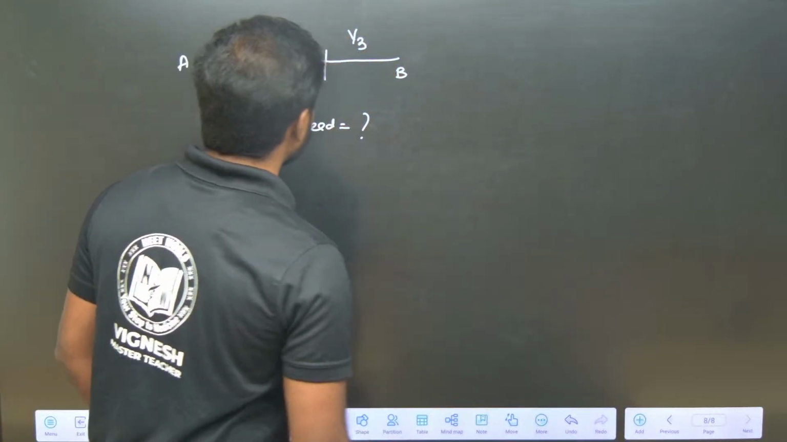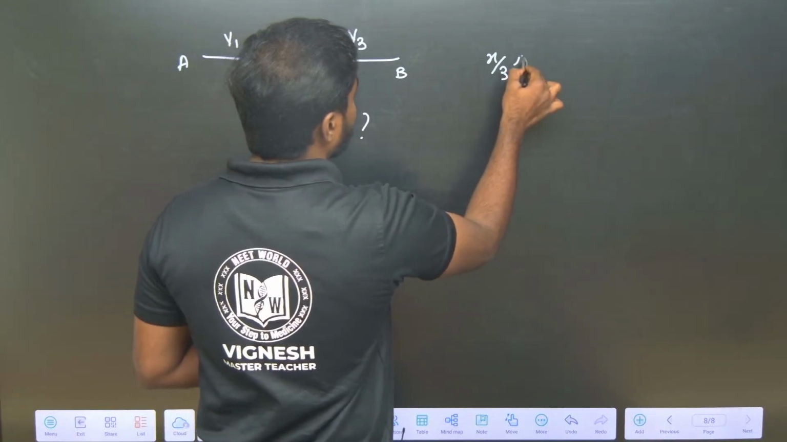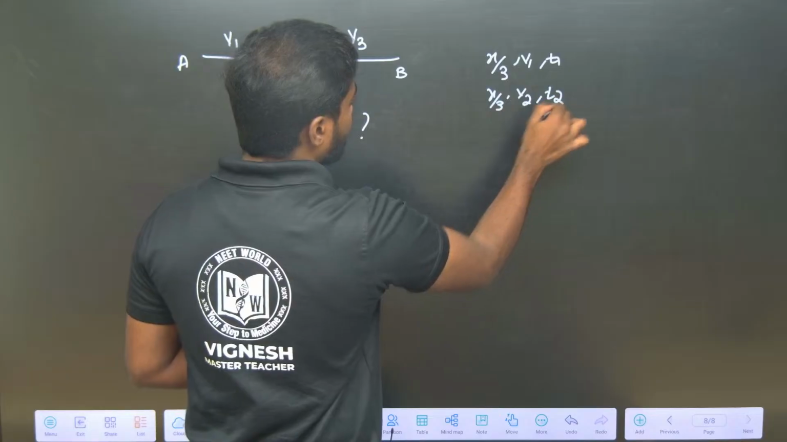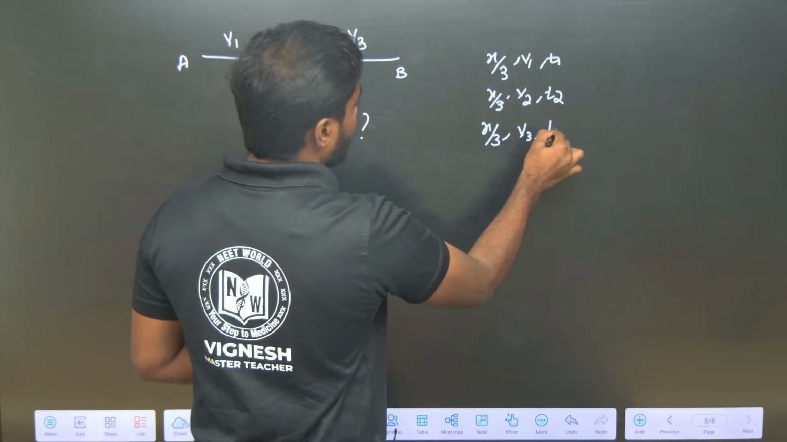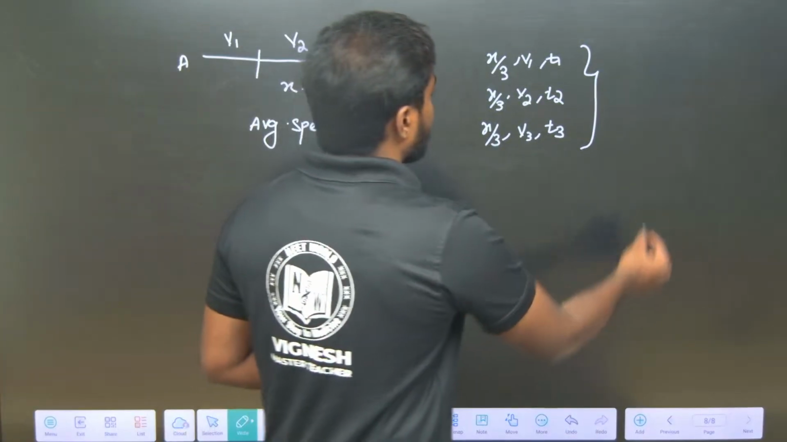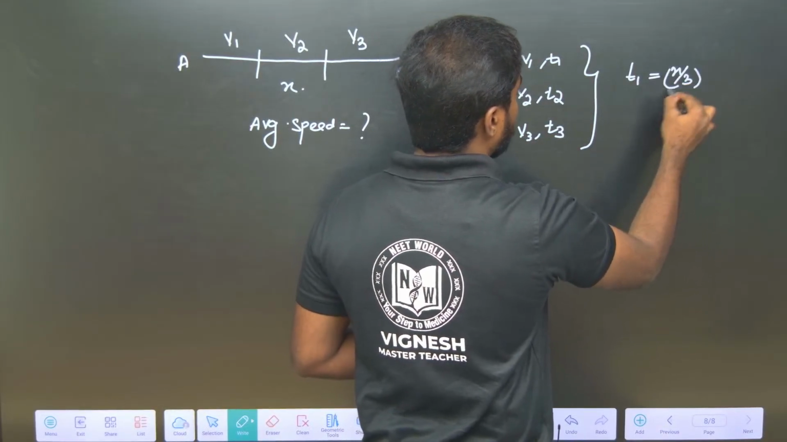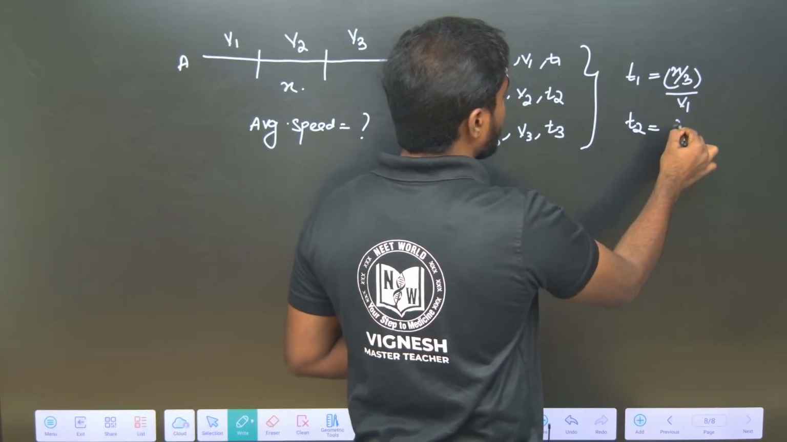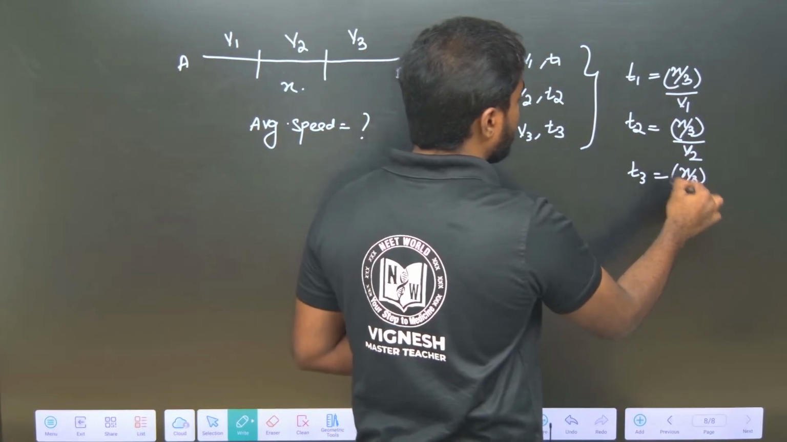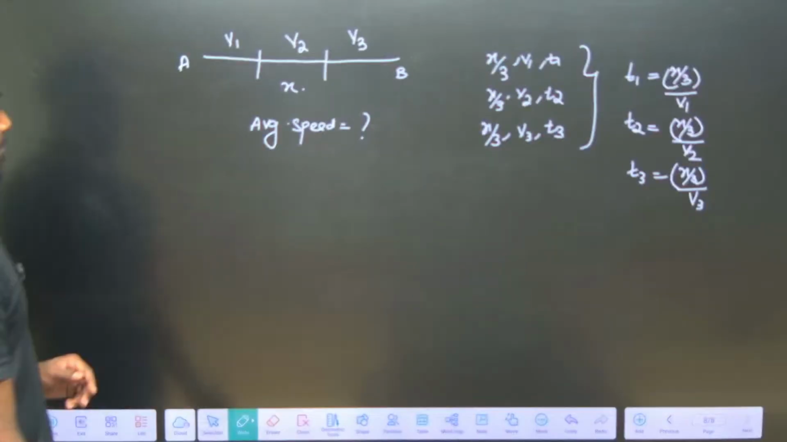Now, it has been divided into 3 equal parts. 3 equal parts means x by 3 with V1 and T1, x by 3 with V2 and T2, x by 3 with V3 and T3. So, T1 will be equal to x by 3 by V1, T2 will be equal to x by 3 by V2, and T3 will be equal to x by 3 by V3, right?